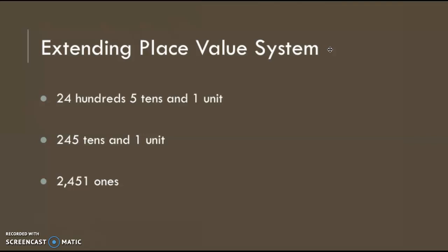Extending place value system, 24 hundreds, 5 tens, and 1 unit, or we can have 245 tens and 1 unit, or we can have 2,451 ones. Either way we spin it, twist it, flip it, dip it, they all mean the same thing.